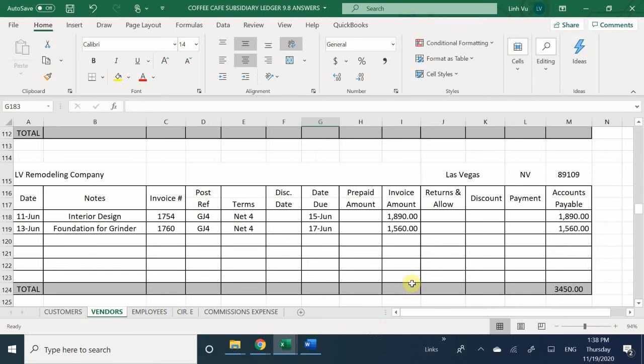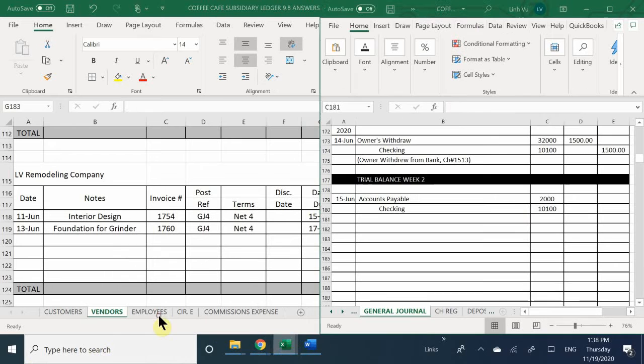Now we have to match our invoices. Is this the correct invoice that we are paying off? Yes, invoice number 1754, and that top one is also 1754. Good. So now you know the amount that you're paying is $1,890. Put that in both columns.